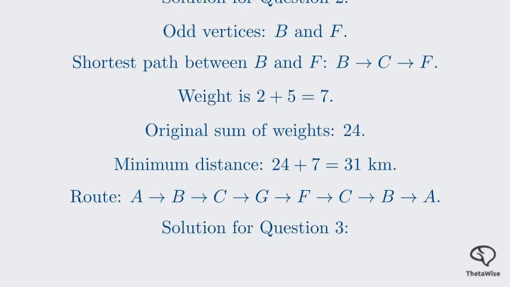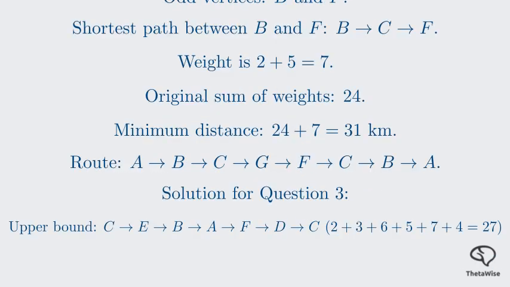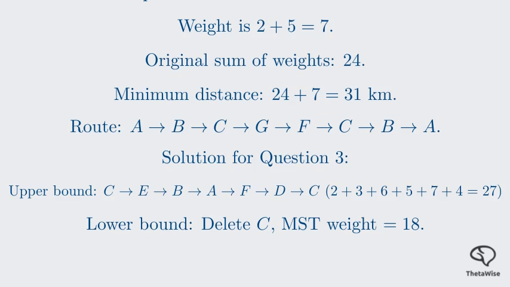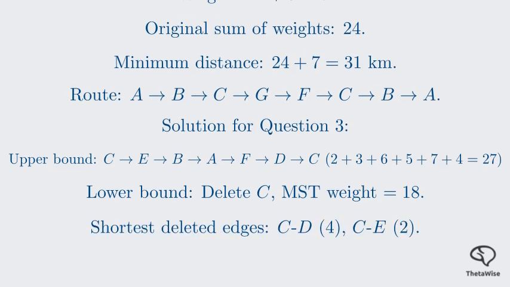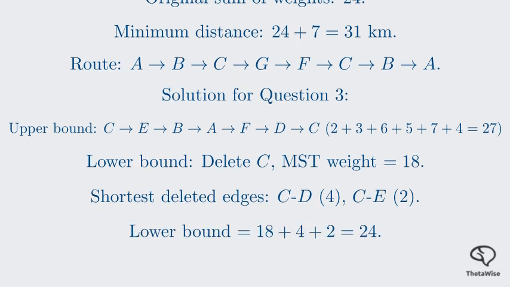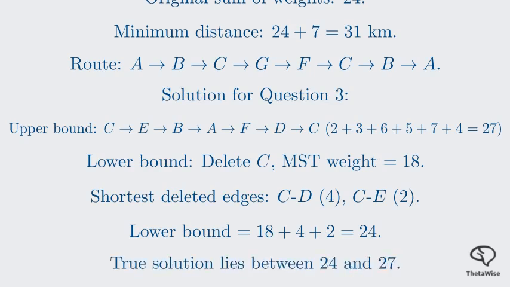Solution for question 3. For the upper bound, starting at C and using the nearest neighbor algorithm, we get the cycle C, E, B, A, F, D, C with a weight of 2 plus 3 plus 6 plus 5 plus 7 plus 4 equals 27. For the lower bound, deleting C, the minimum spanning tree of the remaining graph has a weight of 18. The two shortest deleted edges are C to D with 4 and C to E with 2. The lower bound is 18 plus 4 plus 2 equals 24. The true solution lies between 24 and 27.